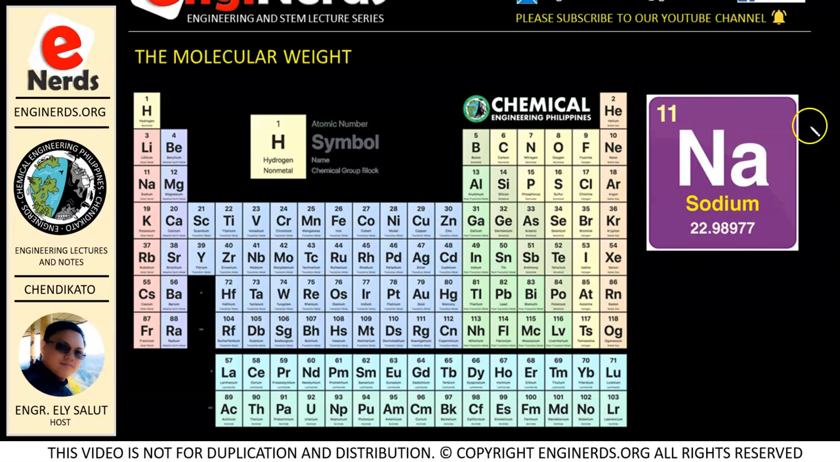So as an example, ginamit natin itong sodium, kung saan nalaman natin that this number here represents the atomic weight of the element.